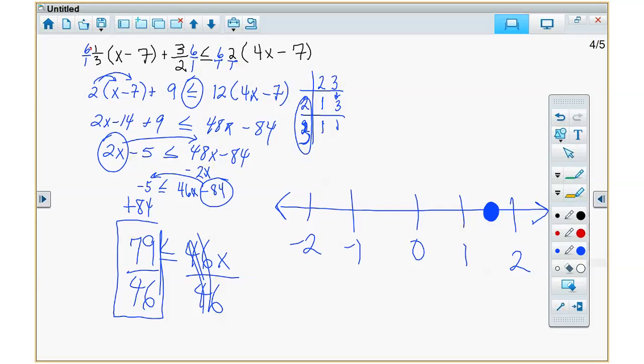Now, what does it say? It says that x is what? Greater than. So you take your handy dandy highlighter.